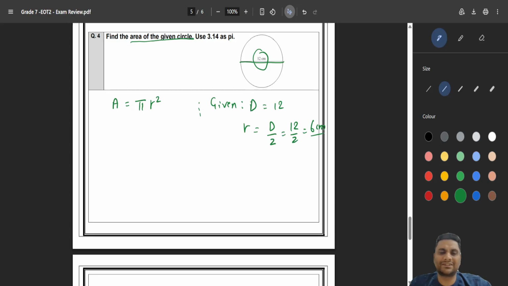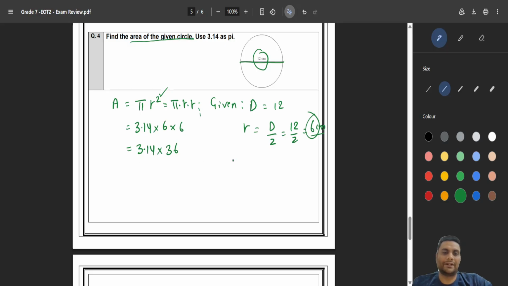So my radius is how much? 6 centimeter. Pi how much? 3.14. R square means R multiply R, that is, 6 multiply 6. Okay, understood why? Because pi r square means pi times r times r. R will be multiplied 2 times because the power is 2. What is the R? 6. That's why I put here 6 times 6. So 3.14 times 6 times 6, 36.